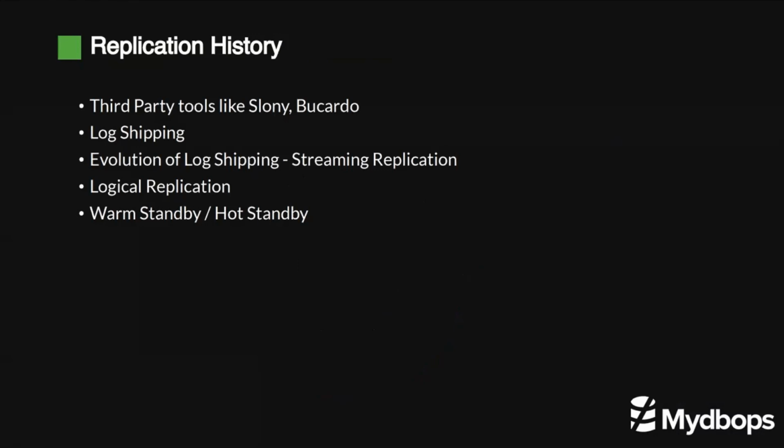Before getting into streaming and logical replication in detail, we will have a glance at the replication history, how it has evolved in PostgreSQL. Before version 7, we don't have any native replication solutions in PostgreSQL. So we need to rely on some third-party tools like Slony and Bucardo. These are trigger-based replication tools. Then the PostgreSQL team understood the importance of replication, and they came up with a feature in 8 that is called log shipping.